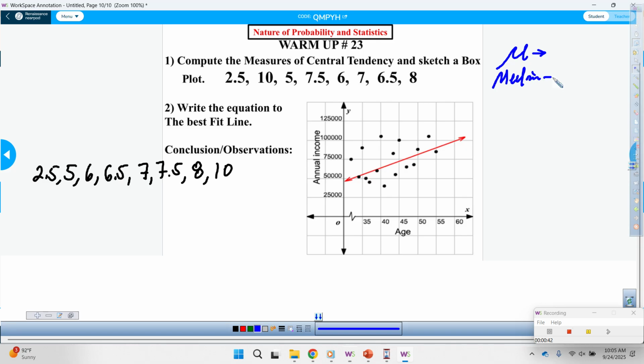median, and mode. And like I said, by now you should be done. So tell your neighbor what you got for the mean, median, and mode, and then Nick is going to pass to someone. Pass to someone, Nick. Lolly, mean. 6.56.